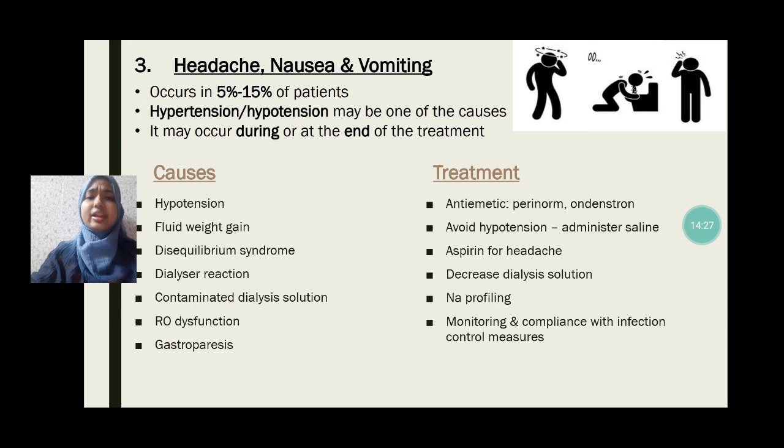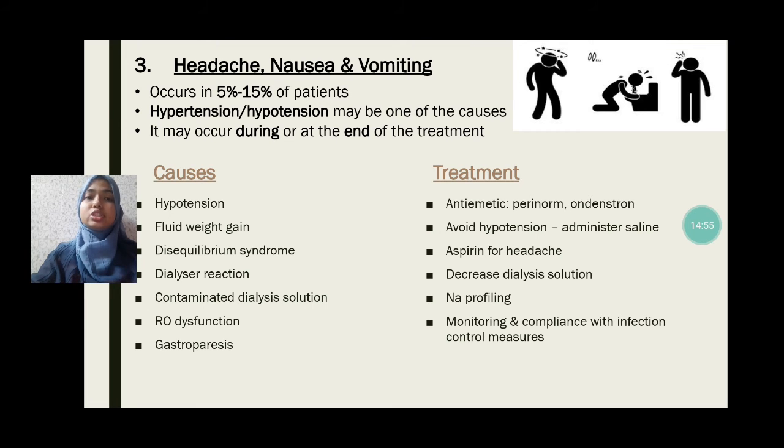Okay. Headache, nausea and vomiting. It occurs rarely in some patients. It may be because of hypotension or hypertension. It doesn't have a specific cause, so it occurs during dialysis or at the end of the dialysis. So it may be caused because of hypotension or hypertension. Fluid weight gain: if the patient is having a large amount of weight gain, then also a patient may feel headache, nausea or vomiting. Disequilibrium syndrome we will discuss further.